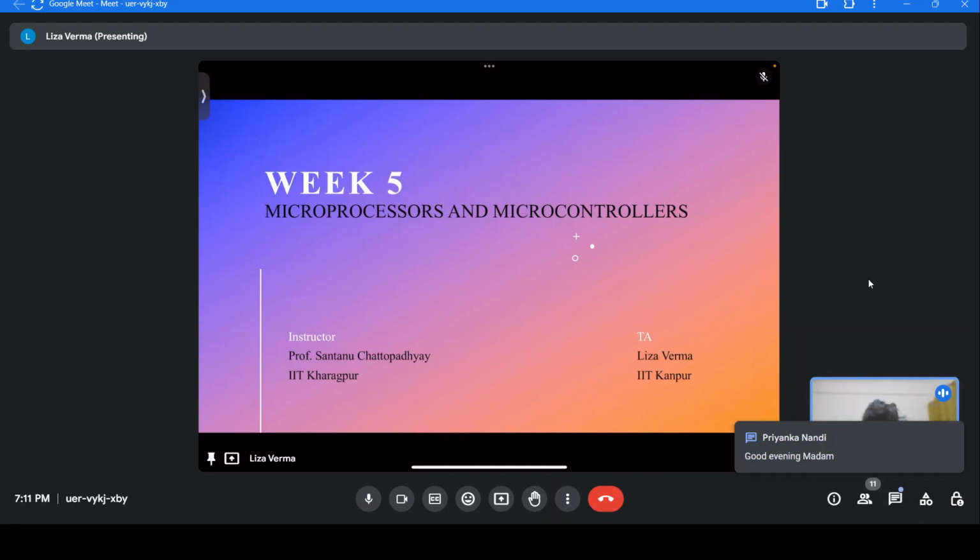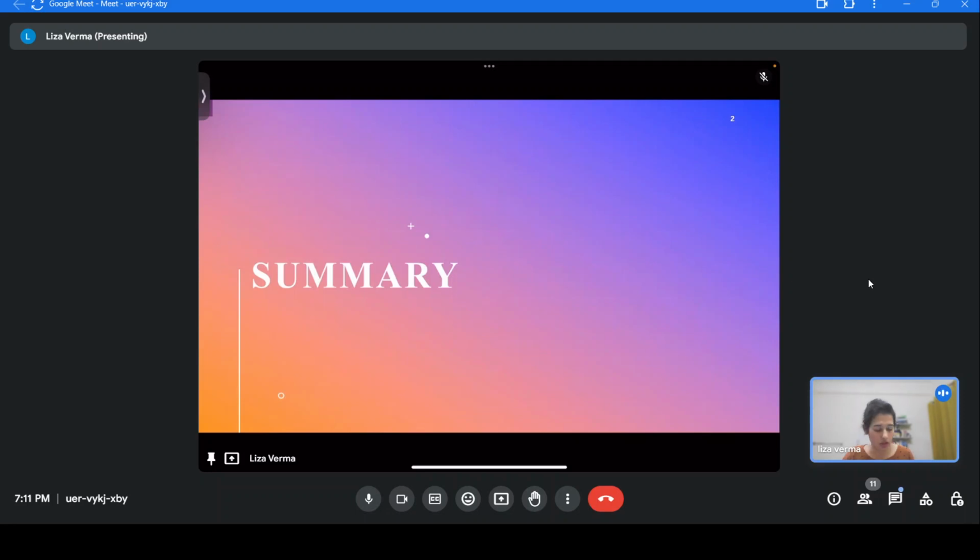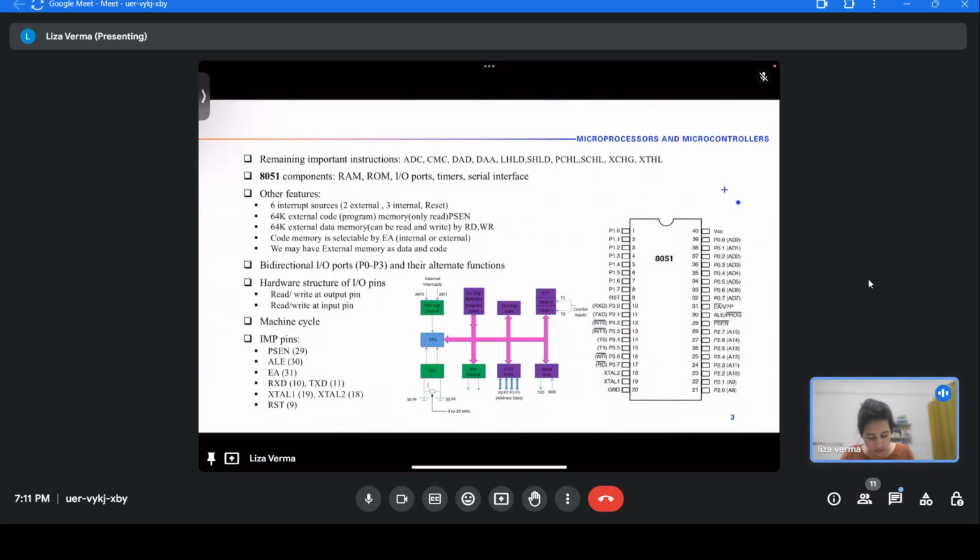So starting with this session. Today we'll be discussing the week 5 lectures and doing some of the problems in the course Microprocessors and Microcontrollers. So starting with the summary. Most of the lectures were concerning the 8051, but the first one was regarding some of the important instructions that were left out in previous lectures. Can we discuss what these important instructions are?